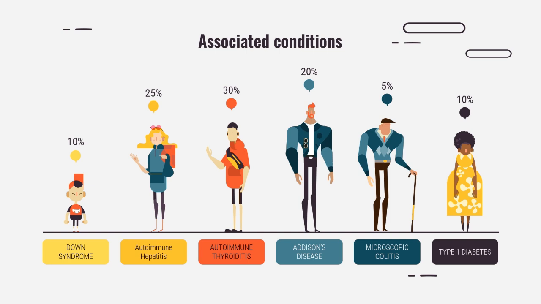Some of the associated conditions with celiac disease include type 1 diabetes and autoimmune hepatitis. Sometimes it's also associated with chromosomal syndromes such as Down syndrome, Turner syndrome, and rheumatoid arthritis. All of the autoimmune conditions are associated with celiac disease.